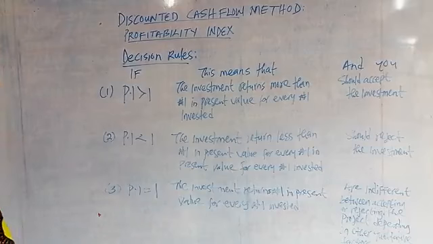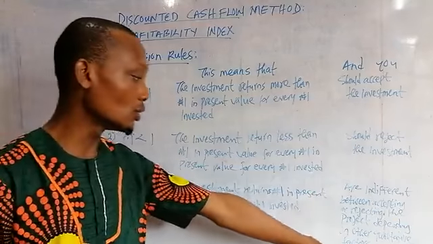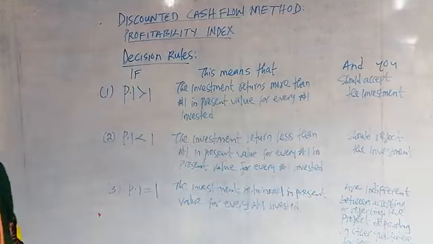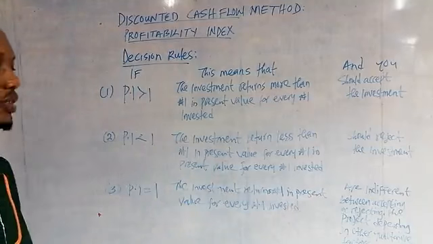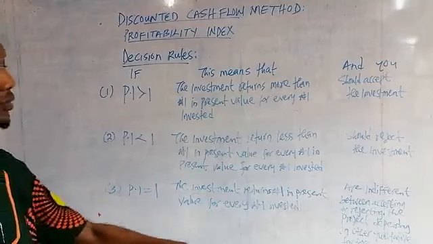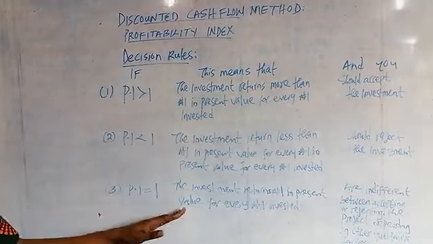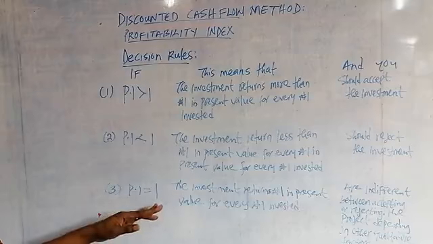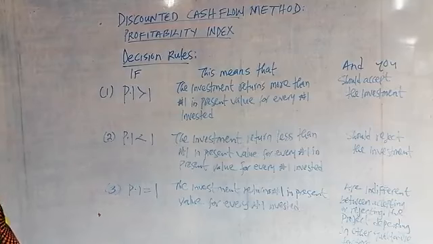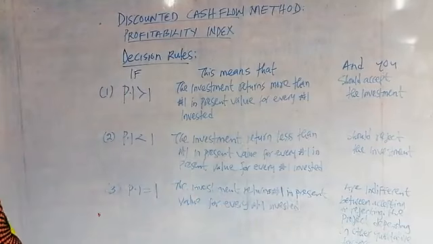You are indifferent. So your decision to reject or accept the project will now depend on other qualitative factors. In one of the previous videos, I talked about the qualitative factors to consider at this point, whereby the PI gives a break-even point, where there is no profit and no gain. So the other qualitative factors will tell you whether you should accept or reject the project.